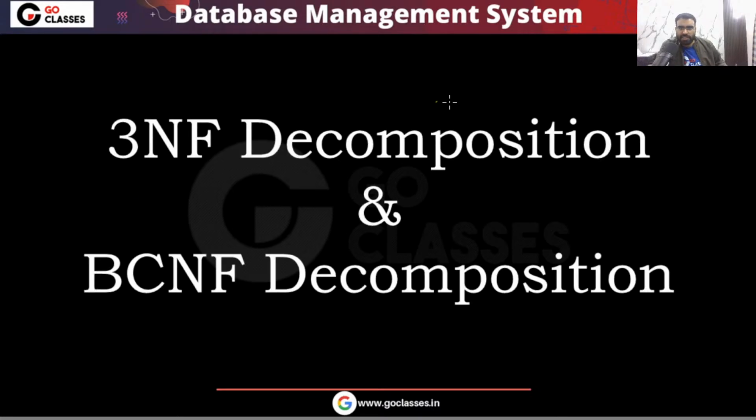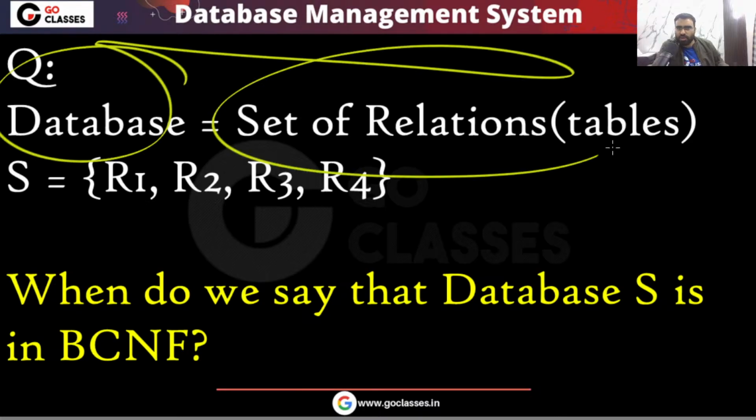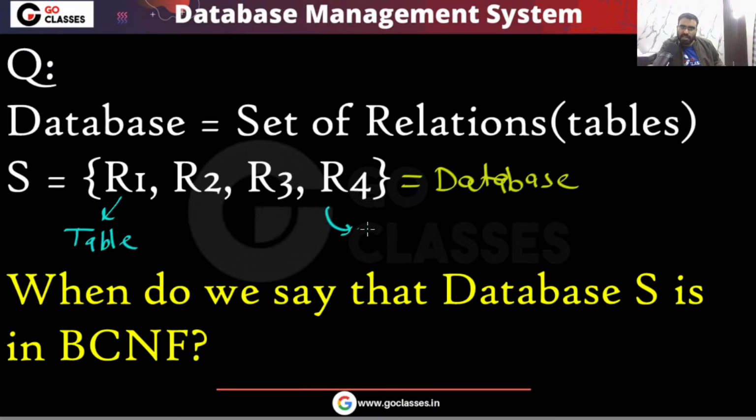Let's see the next topic, 3NF decomposition and BCNF decomposition. This is a small topic, so let's see. If you have a database, what is a database? Database means set of tables. In our database, we can have many tables. Remember, a database is a set of relations, or I can say a set of tables. For example, consider this as our database, where R1 is a table, and R4 is a table. So in our database, let's assume there are 4 tables.